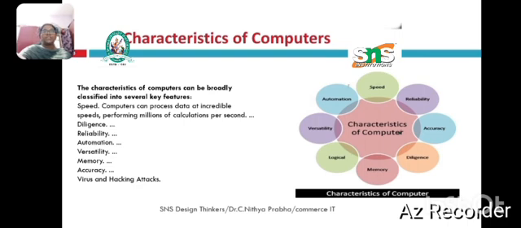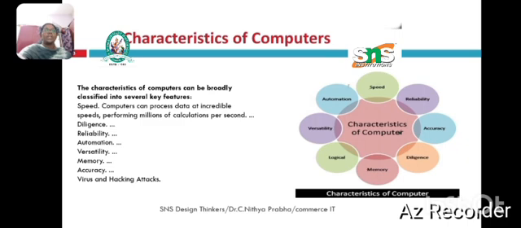In speed, computers can process data and perform calculations at incredible speeds, often millions or billions of operations per second. In accuracy, computers are highly accurate in their calculations and data processing as they operate in binary systems, that is zeros and ones. In diligence, unlike humans, computers can work continuously without fatigue or errors, performing tasks repeatedly and accurately.